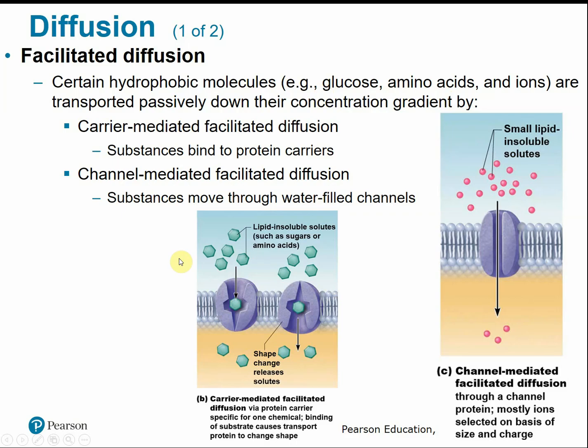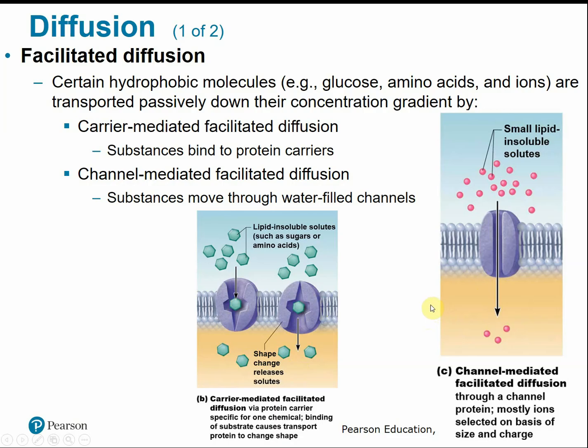In carrier-mediated facilitated diffusion, the substances bind to specific protein carriers. So here we have a specific protein that only will fit sugars or amino acids. Right? So only this shaped molecule can pass through this channel. So once a molecule binds to the protein, it will open, allowing it into the cell.